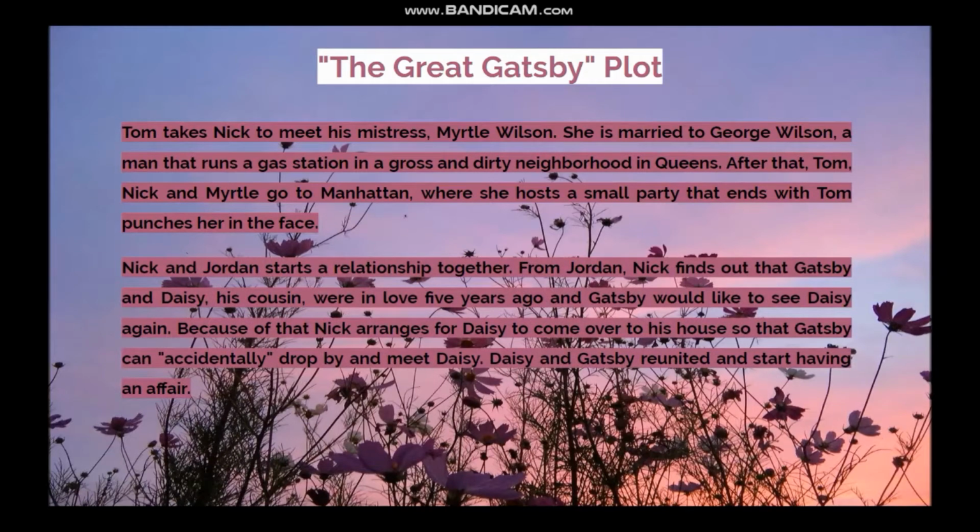From Jordan, Nick finds out that Gatsby and Daisy, his cousin, were in love 5 years ago and Gatsby would like to see Daisy again. Because of that, Nick arranges for Daisy to come over to his house so that Gatsby can accidentally drop by and meet Daisy. After that, Daisy and Gatsby reunite and start having an affair.